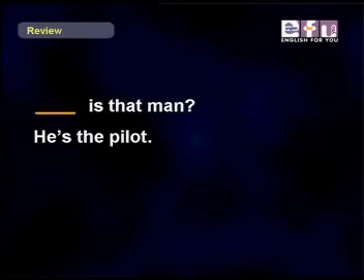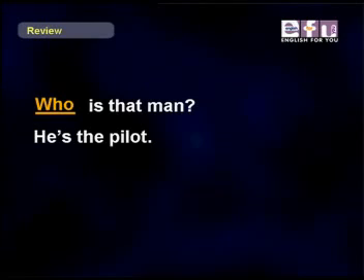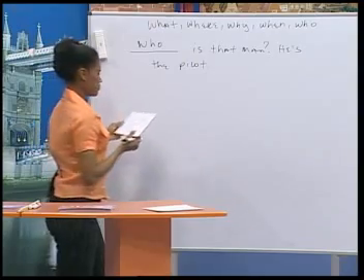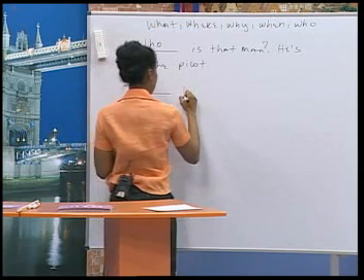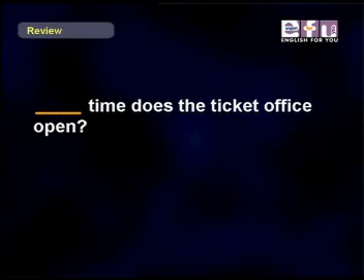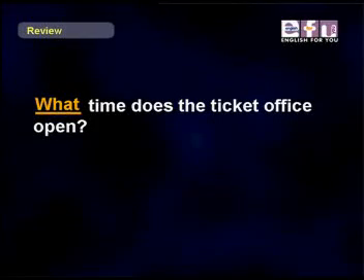Who is that man? He's the pilot. Very good. Who is that man? He is the pilot. Good. Now, Alberto, you can do this one. What time does the ticket office open? Good. What time does the ticket office open? All right.